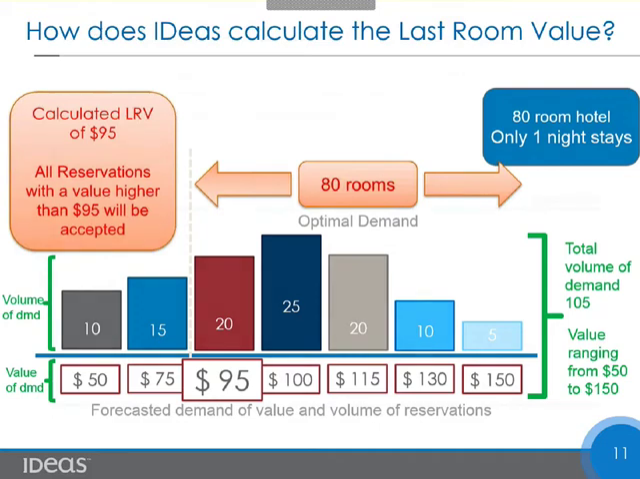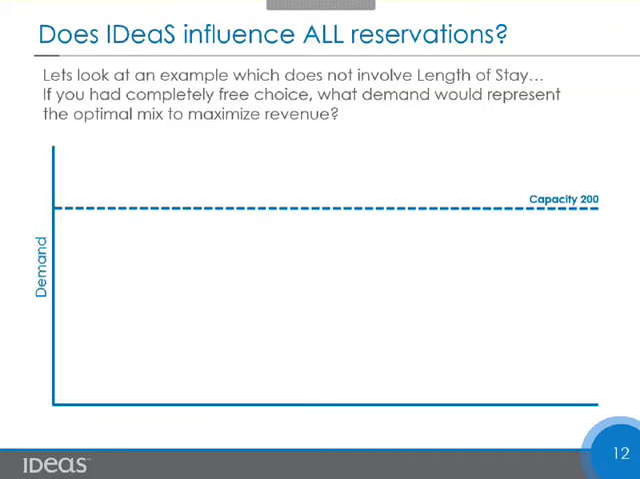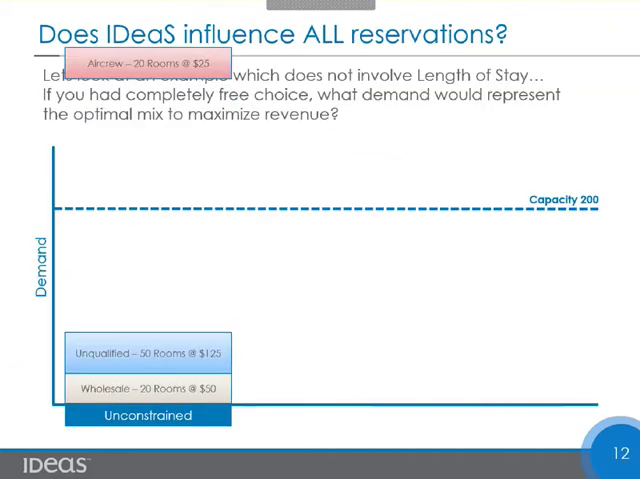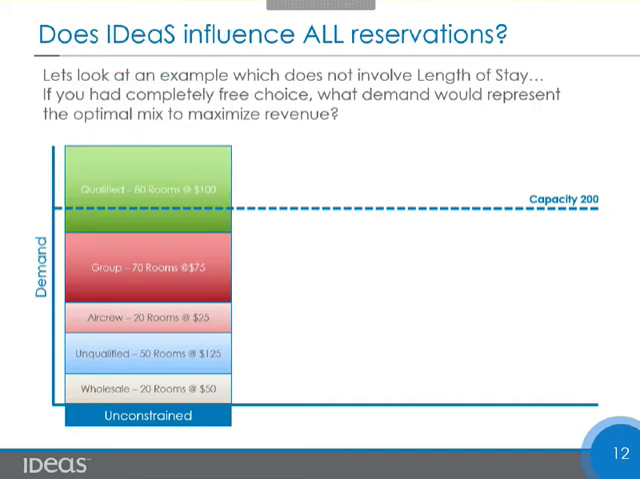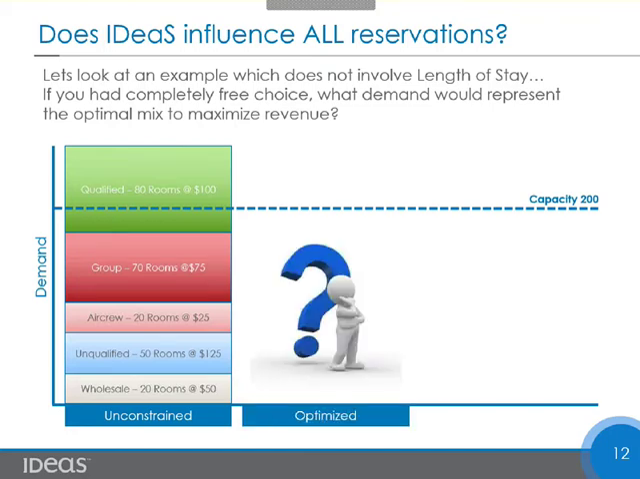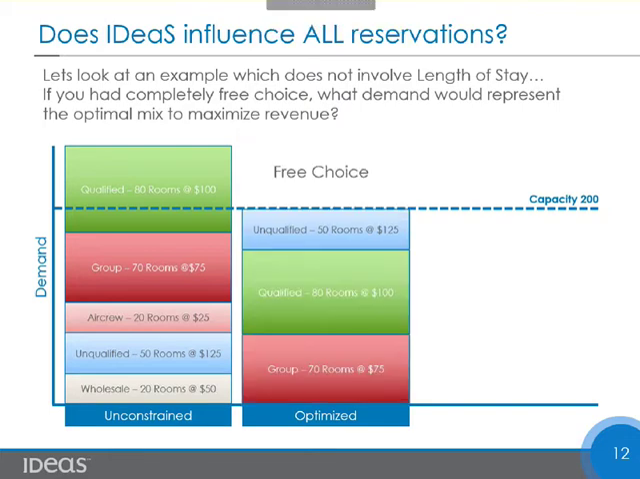But let's look at this more in detail. Imagine you have the following demand: 20 rooms of wholesale demand, 50 rooms of unqualified demand, 20 rooms of aircrew, groups, qualified, etc. Now, if you had free choice, you would select only the most profitable pieces of business. That would be 50 rooms at $125 of unqualified demand. You would take all of your qualified demand and your group business.